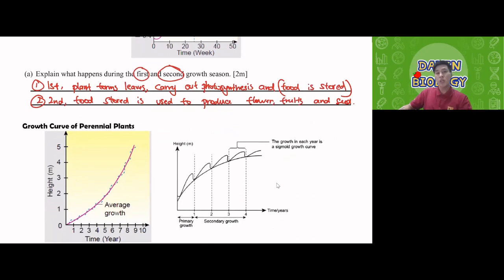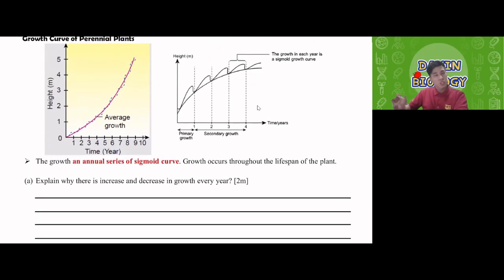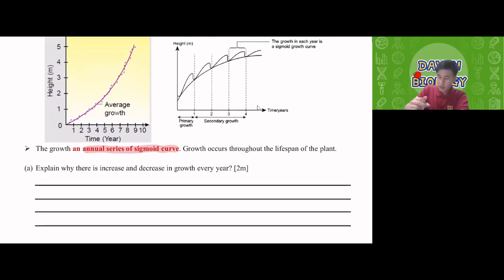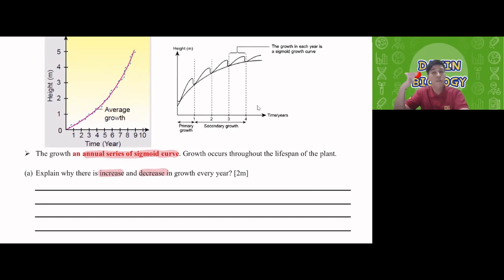Continue. Last one, perennial. So for perennial, the usual question you get is this. Besides asking the name of the growth curve, which is called annual series of sigmoid curve, they will ask you this. Look, every year you have a sigmoid repeating, correct? But then the question asks, why is there increase and decrease of growth every single year? So it's the same as the annual growth ring.